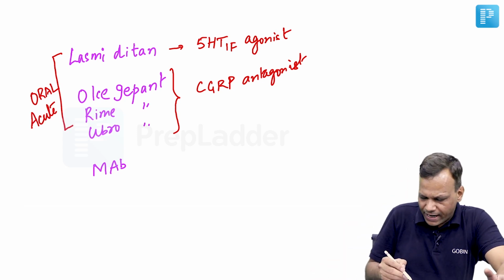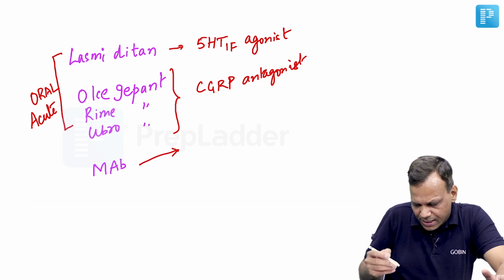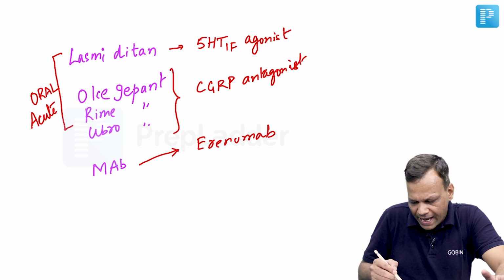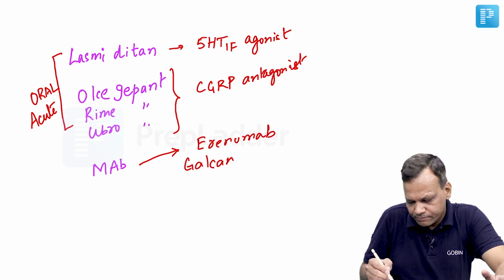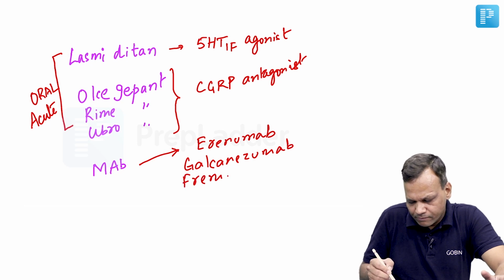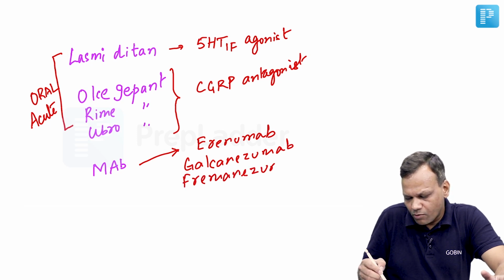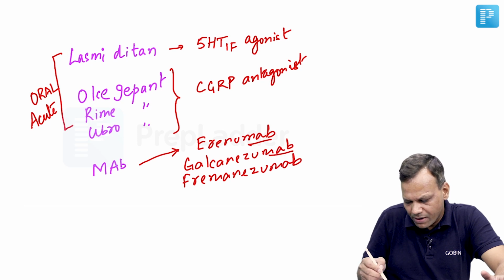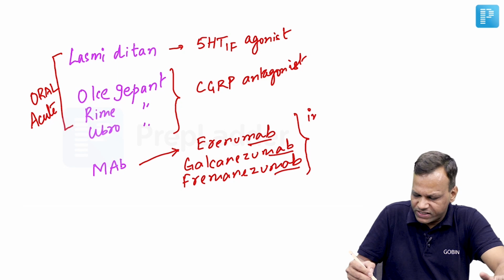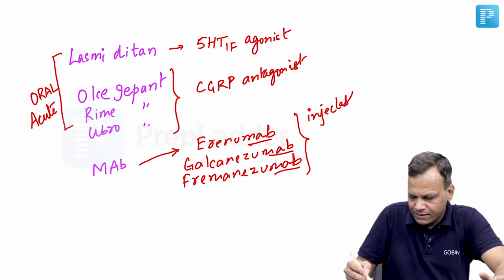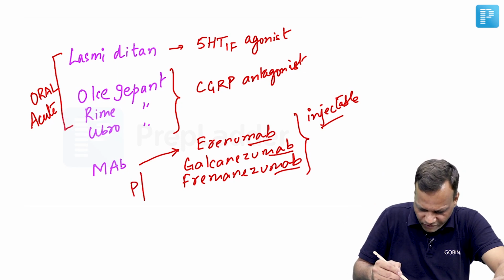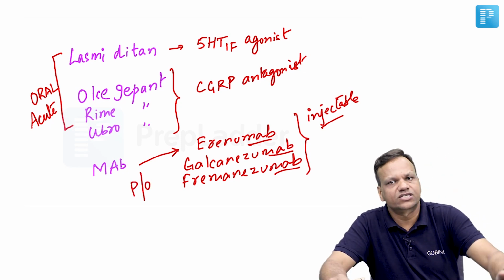Okay. On the other hand, monoclonal antibodies like erenumab, galcanezumab and fremanezumab. As we all know, these are monoclonal antibodies ending with mab, and because they are big in structure, they cannot be given orally. So all of these are injectable drugs. They are not effective orally, and they are used for prophylaxis of migraine when the other drugs fail.